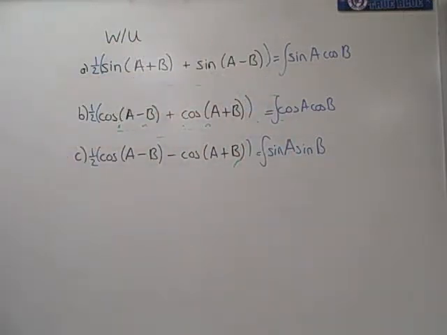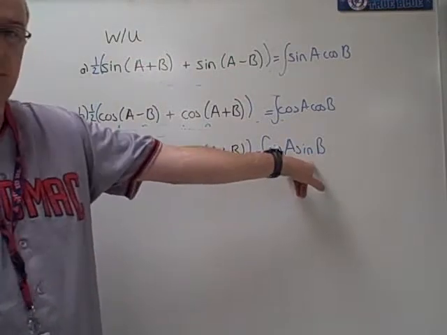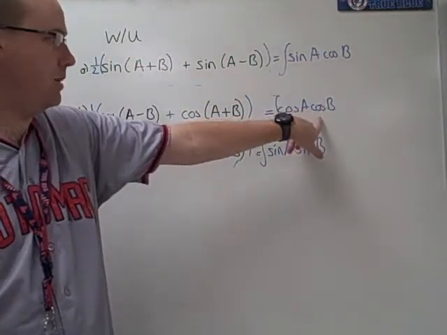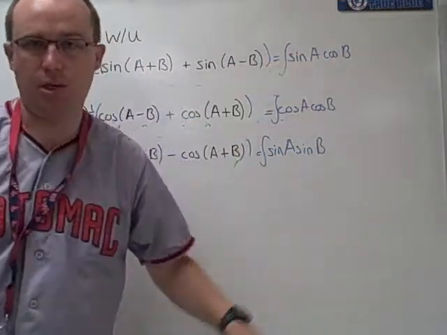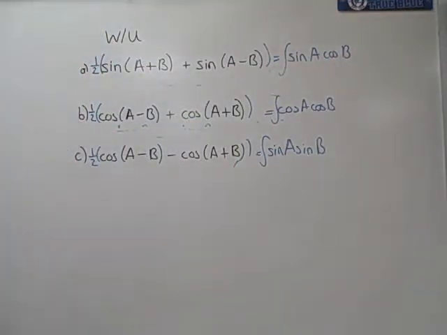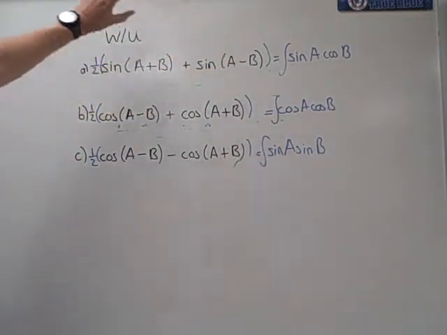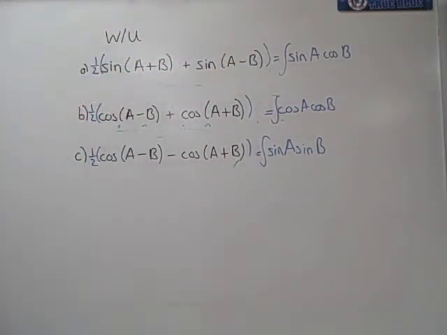So what we should notice about this is this should cover all the possibilities. This one's got both sines, this one has both cosines, and this one has one of each. So any type of product involving sine and cosine we can now integrate if we use one of these identities, because this is something that we should be able to integrate.